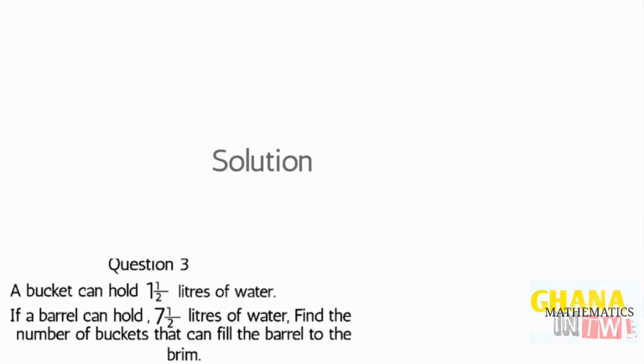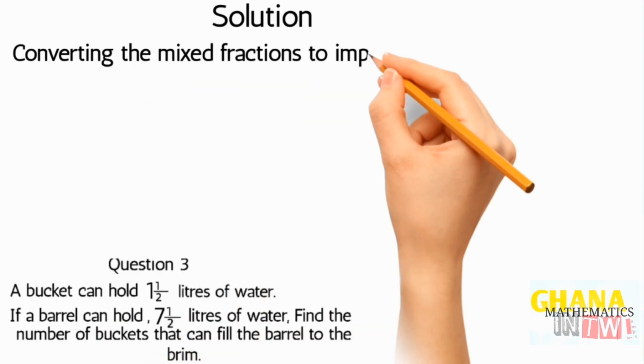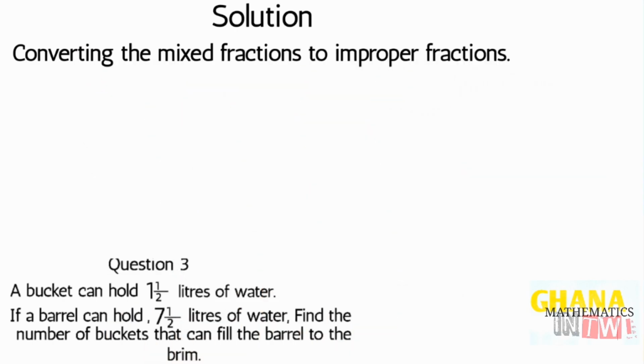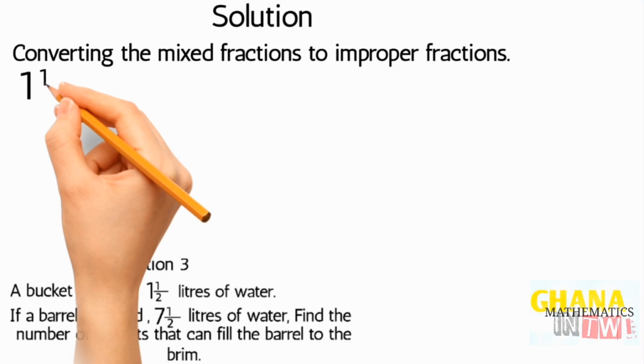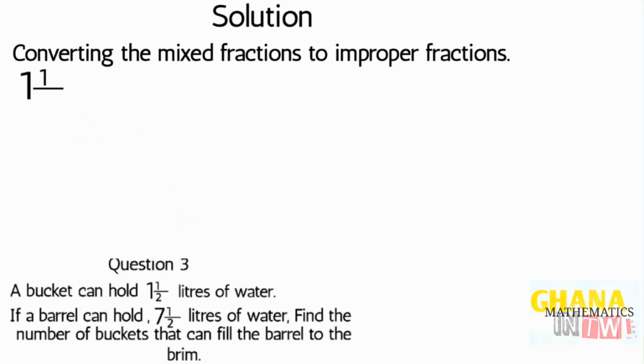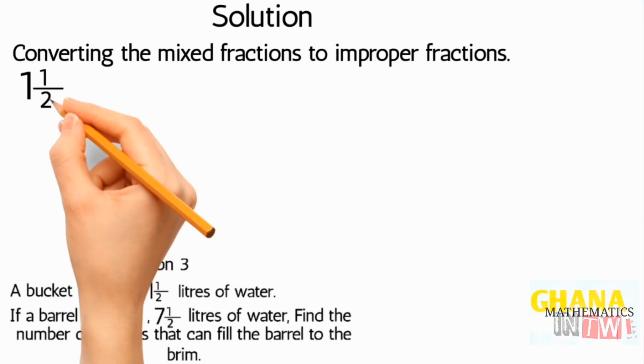The meaning of this is the amount of water that can fill the barrel to the brim. So here, since we are having mixed fractions, we can convert these mixed fractions to improper fractions. So 1 whole number, 1 over 2 is the mixed fraction, so we can convert this mixed fraction to improper fraction. So how will we do this?